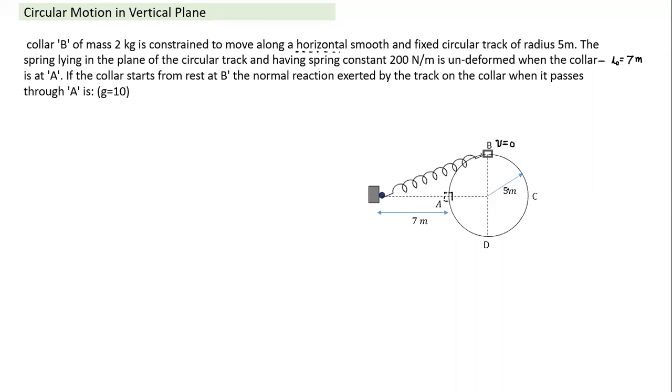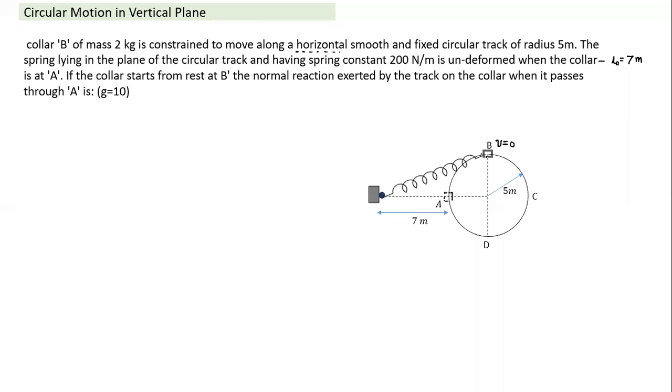If you look at this, it's a fairly simple question. See, if we take the whole spring, circular track, and collar as a system, what are the forces acting which cause motion? Actually, three forces are acting on the collar. What are the forces acting on the collar? Weight is acting, spring force is acting, and contact force is exerted by the ring.